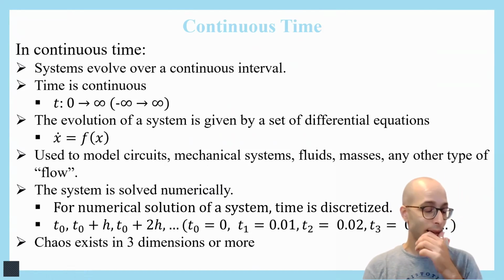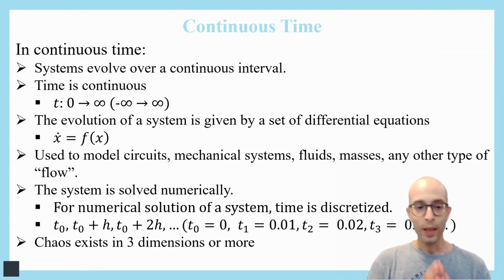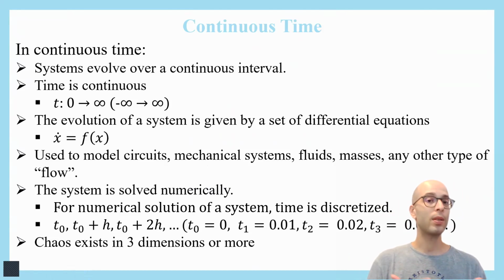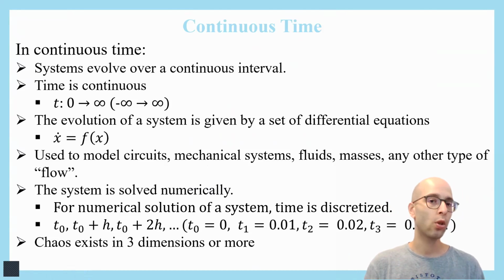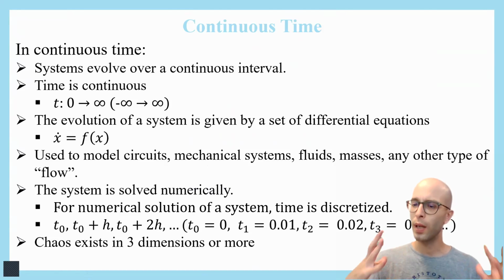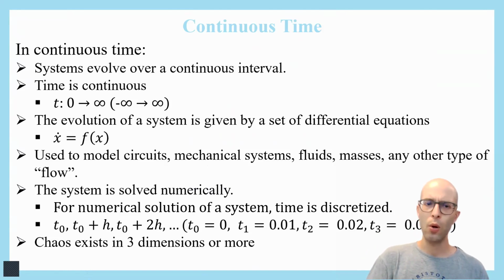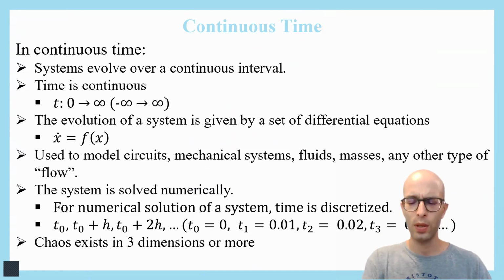Finally, a side note: chaos in continuous time needs at least three dimensions, and by that I mean at least three states, in order to have chaos. So a two-dimensional system cannot be chaotic if it's autonomous. This is because a trajectory cannot intersect itself. I'm not going to go into details about that. So these are simply the basics about continuous time systems.